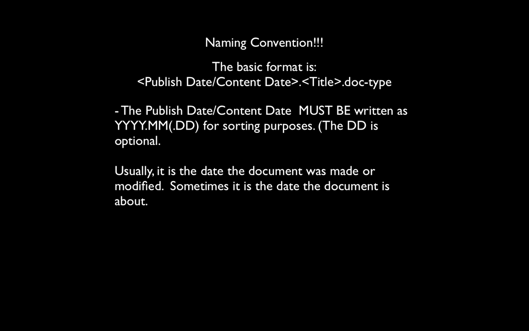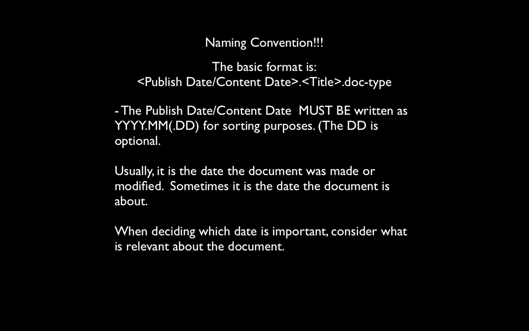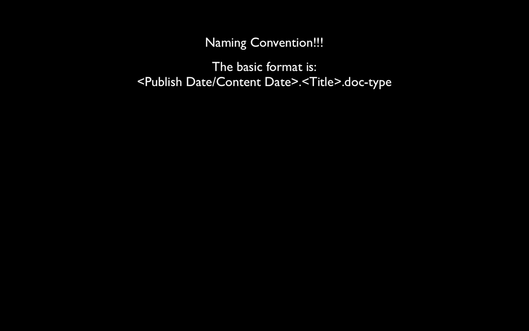Figuring out which date to use for the document can be a little weird at first, but you'll figure it out. It's basically the date the document was made or modified, usually. Sometimes it's the date the document is about, and we'll see how this looks. But when you're trying to decide which date is important, just consider what is relevant about that document. What is the glanceable information someone will need to know?